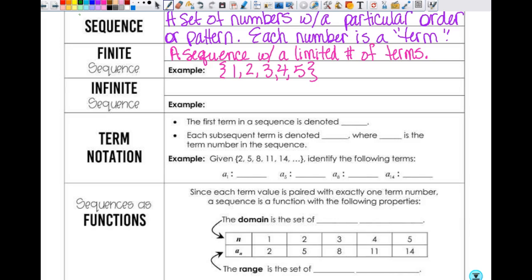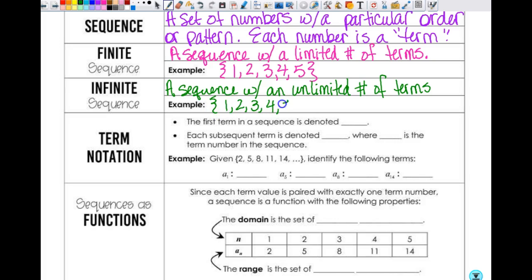So then an infinite sequence is a sequence with an unlimited number of terms. So this one could be 1, 2, 3, 4, 5, 6, 7, comma, dot, dot, dot. And then that would be like the set of whole numbers. So you just continue on into infinity there. So finite and infinite.